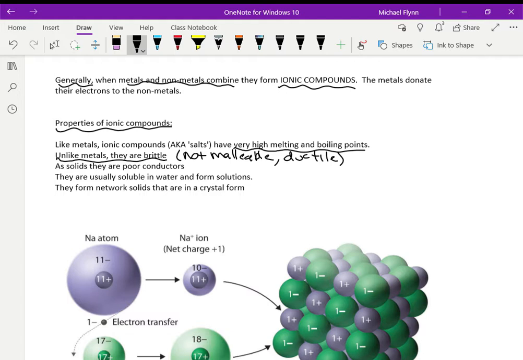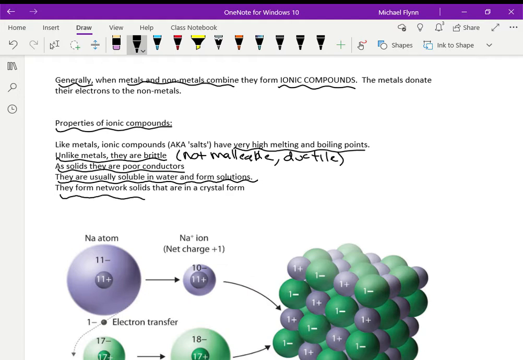So I'll explain. They're poor conductors of electricity. Again, unlike metals. They're not good conductors in solid form. When they're dissolved in water, that's different. The solution can have good conductivity. They are usually soluble in water and form solutions. So when you take salt and put it in water, the salt seems to disappear. What's happening is the water molecules can actually pull the ions out of the salt crystal, and now they're floating around and mixing evenly with the water. So that is called a solution when that happens.